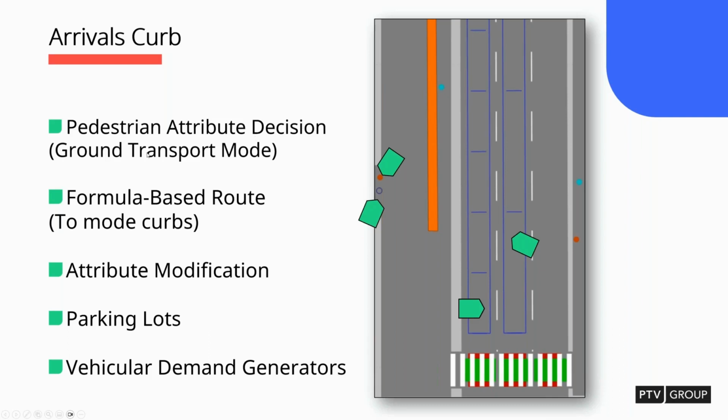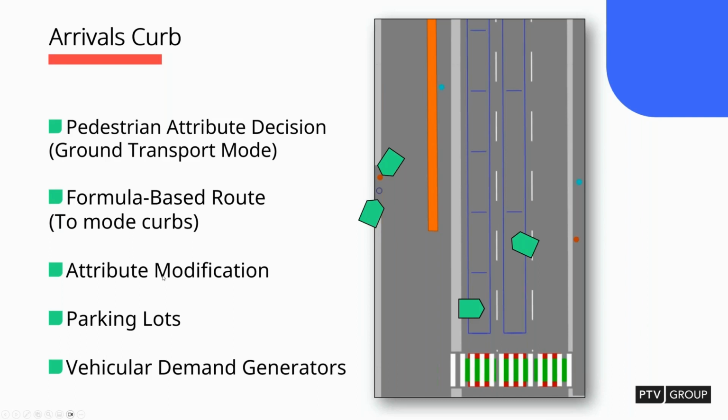attribute decision that assigns them a mode of transportation, right? So you walk out, you follow the signs to ground transportation, you know, am I taking a cab? Am I taking a ride share? Am I getting picked up by somebody? Am I taking a shuttle? So as they walk out the door, we assign them a mode of transportation. We then use a formula-based route to navigate them to whichever curb is appropriate for them.